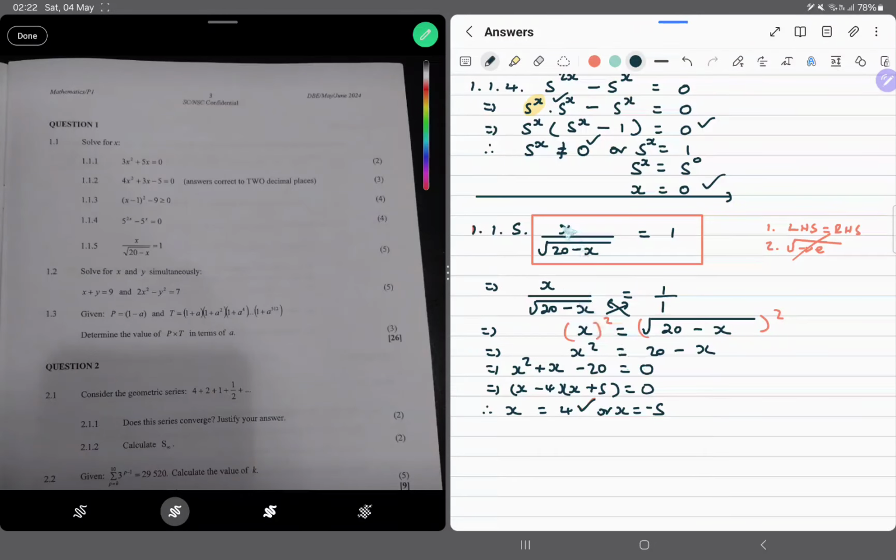Then we put a minus 5 there. The minus 5 on the numerator already compromises the denominator no matter what happens. In any case, we get minus 5 divided by the square root of 20 minus minus 5, which is 25. The square root of 25 is 5. So minus 5 divided by 5 is minus 1. Minus 1 is not equal to 1. So that is the solution to reject.